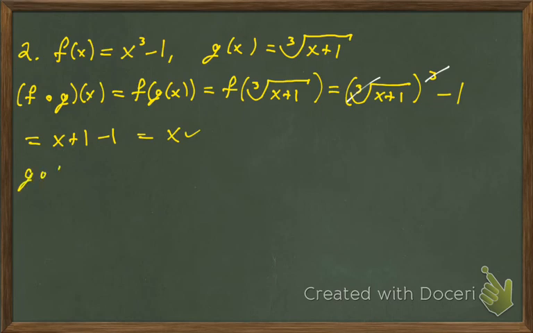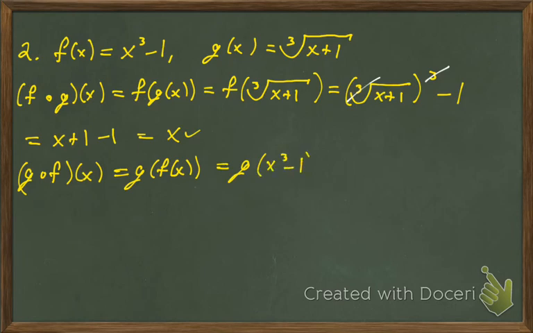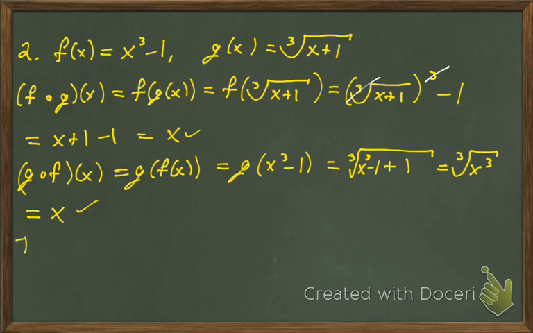Then we're going to do g of f of x, which is equal to g of x cubed minus 1. And then g is going to take the input, add 1 to it, and then take the cube root. So the input is x cubed minus 1. We'll add 1 and then take the cube root. The minus 1 and 1 will absorb. And then we have the cube root of x cubed. The cube and cube root will undo each other, and so that will free the x. And so we get x both ways in the composition. So that tells us that f and g are inverses of each other.